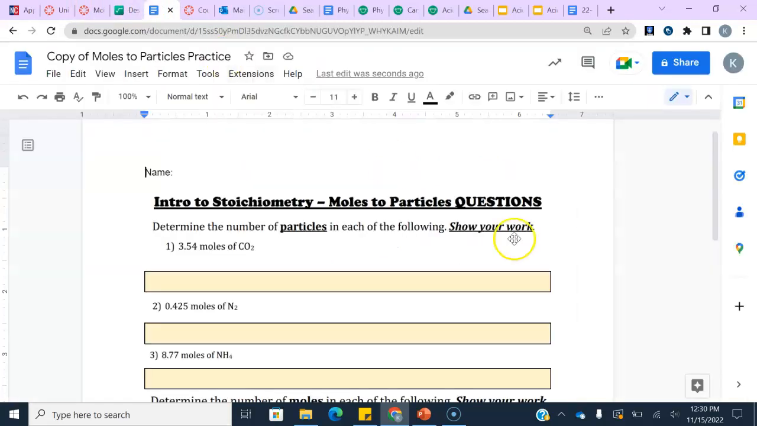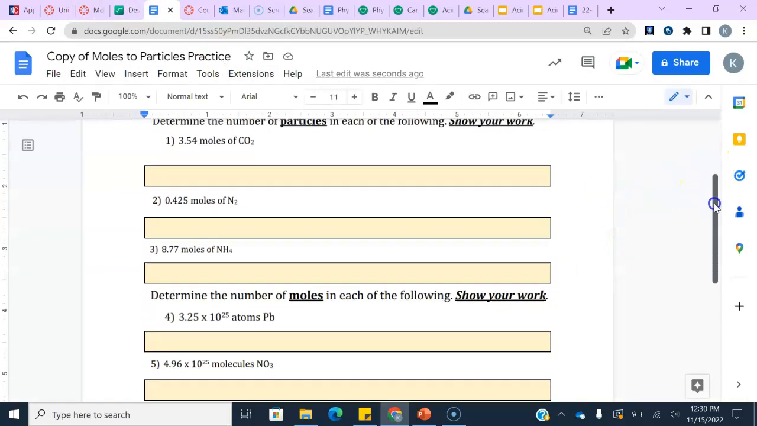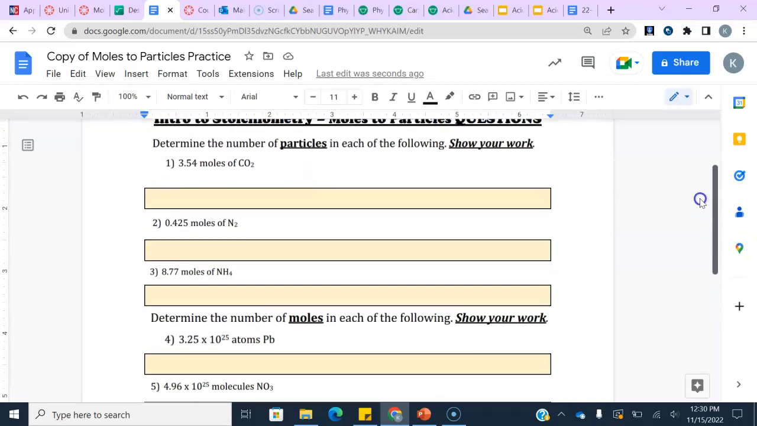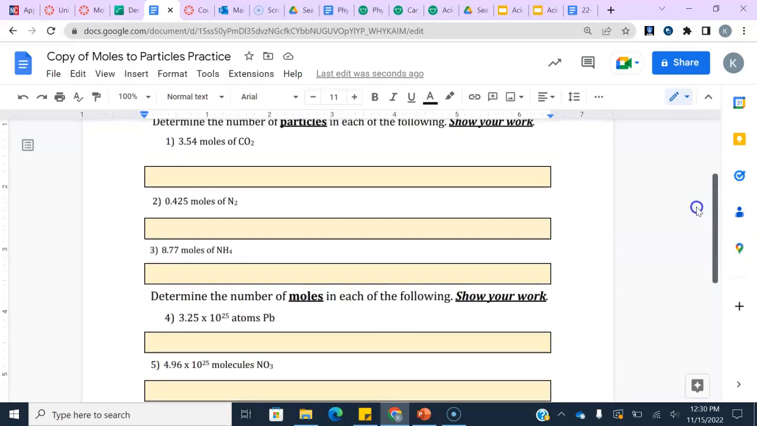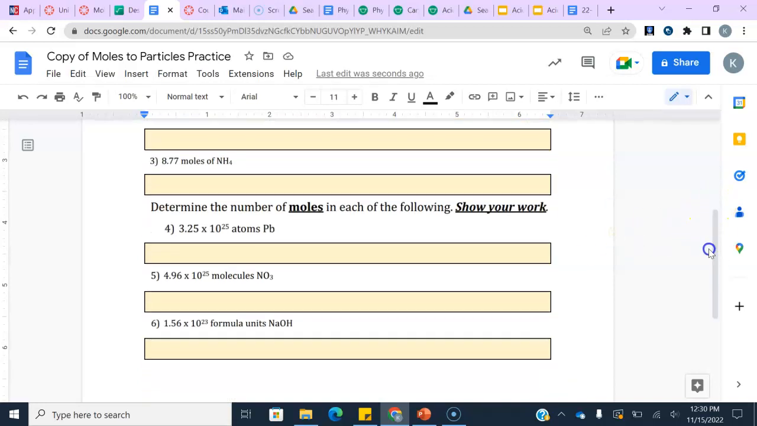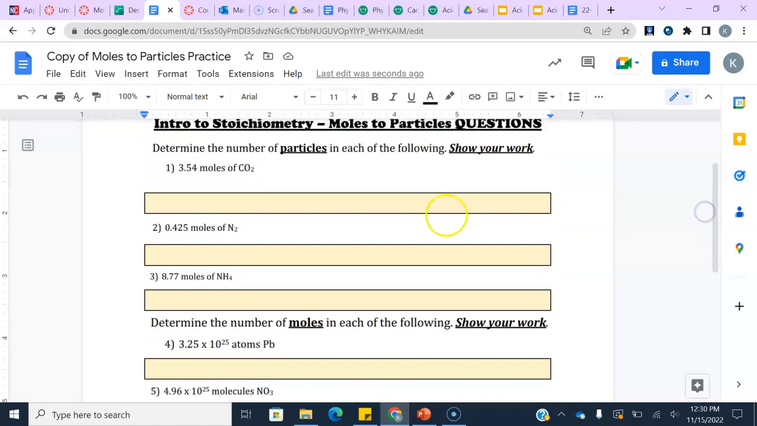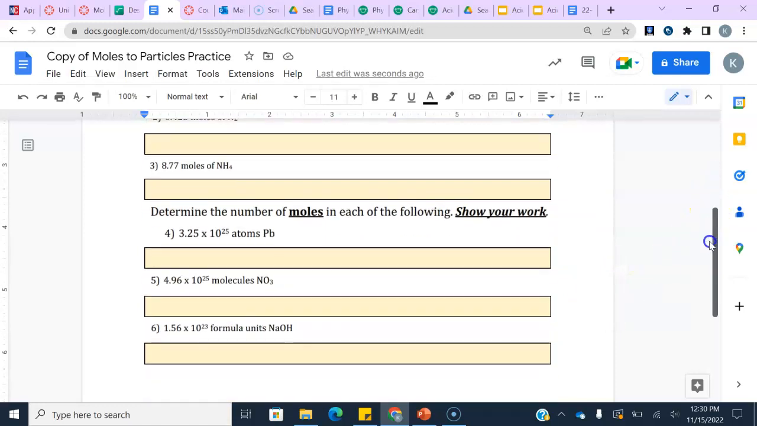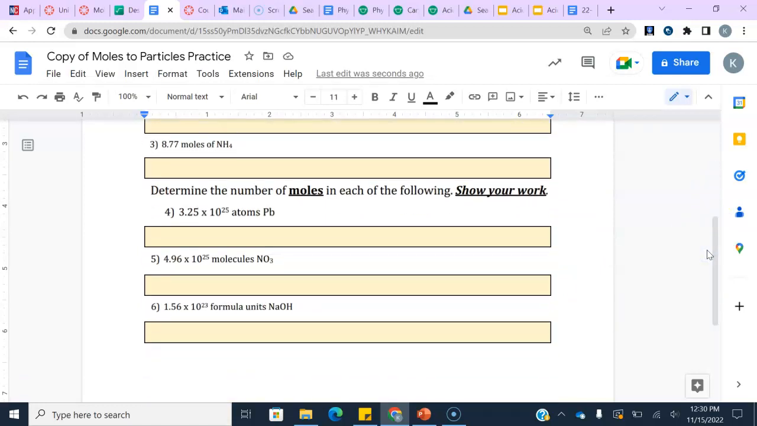Okay, so here we have 6 problems. I'm going to do one of each. So I'm going to do number 1, which is moles to particles, and then I'm going to do number 4, which is particles to moles. So they're 2 different conversions, but the conversion factor is the same. But I'm going to do 2 examples for you. So you'll be able to use example 1 to help you do 2 and 3, and then you'll be able to use example 4 to help you do 5 and 6.